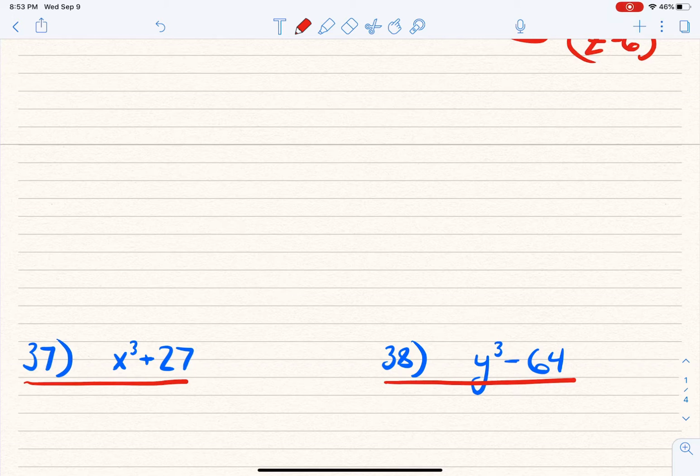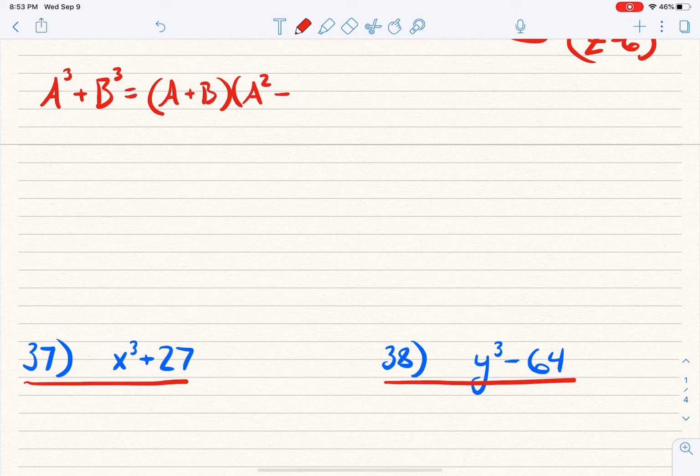Okay, the sum of two cubes. There's this basic formula. It says, hey, if you have something cubed plus something else cubed, every time this factors into the first one added to the second one, times the first one squared minus the two of them times each other plus the second one squared.